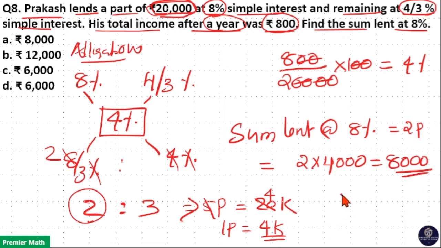Or you can find 2 by 5 into 20k. This is also 8k, because 2 part out of 5 part. 2 part is the money lent at 8%. Total part is 2 plus 3, 5 part, which is in 20,000 rupees. So, which is converted into 20,000 rupees is 8,000. So, option A is your answer.